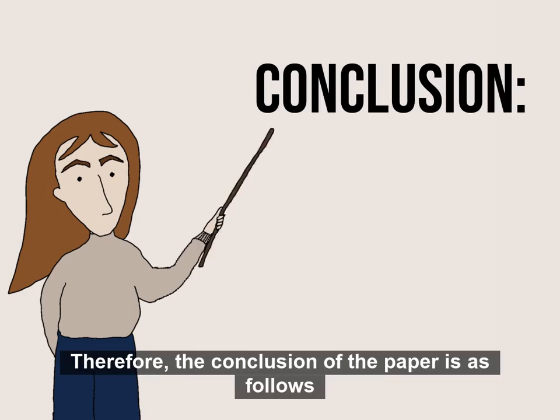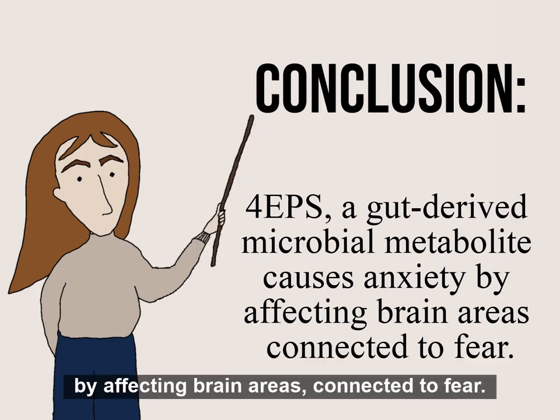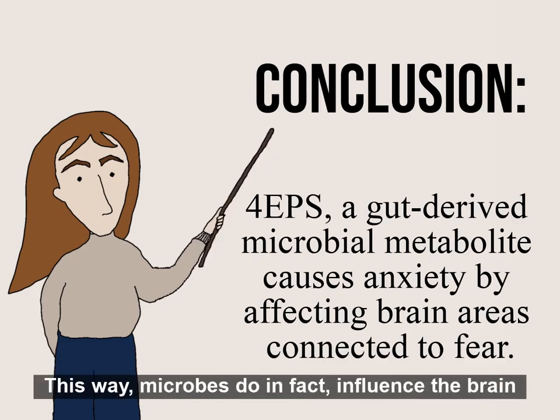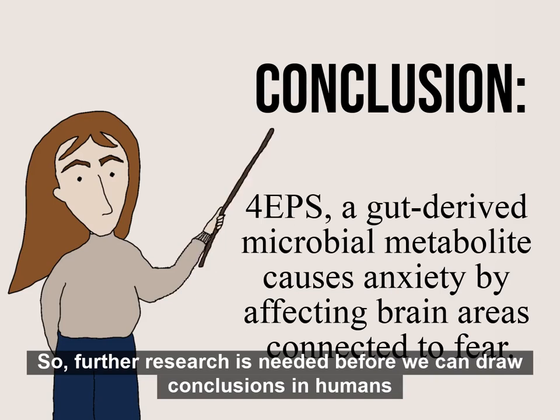Therefore, the conclusion of the paper is as follows. 4-EPS, a gut-derived microbial metabolite, causes anxiety by affecting brain areas connected to fear. This way, microbes do in fact influence the brain. But don't forget, we are not mice, so further research is needed before we can draw conclusions in humans.